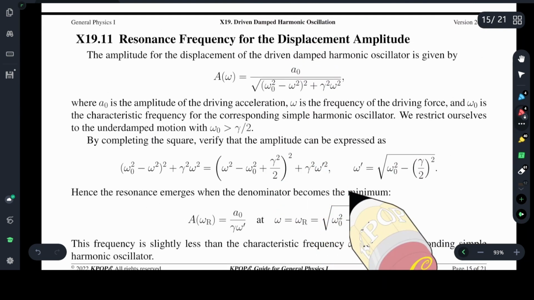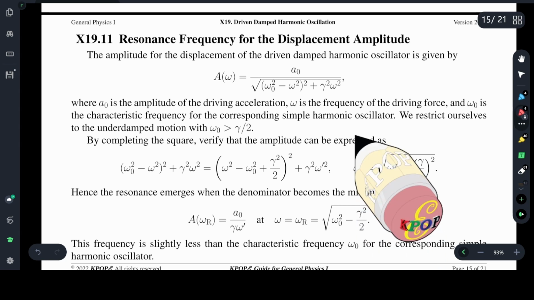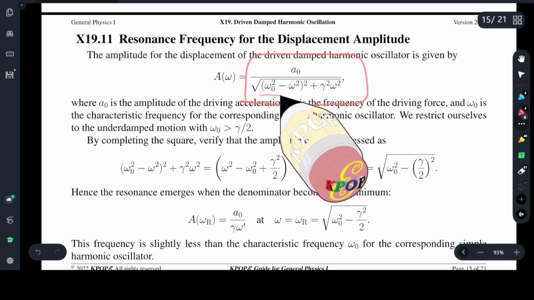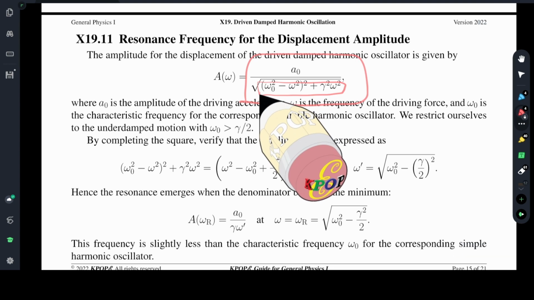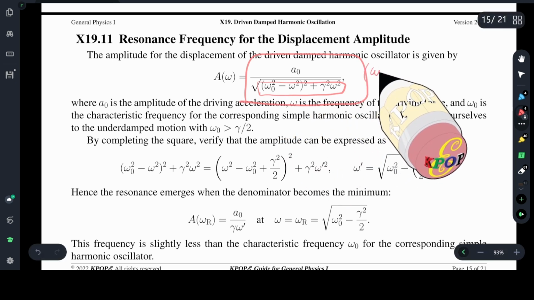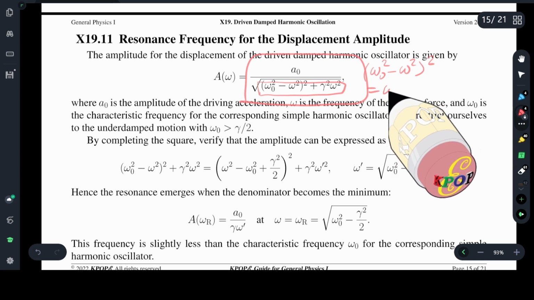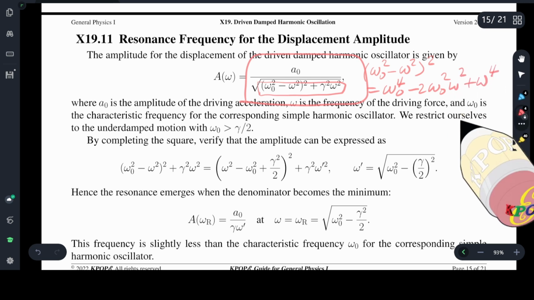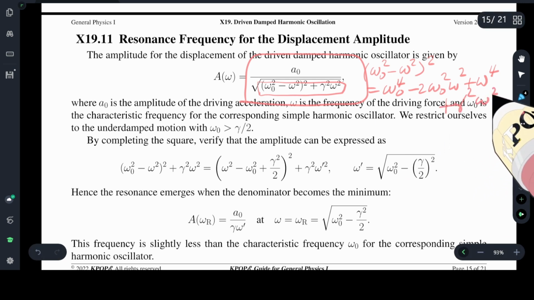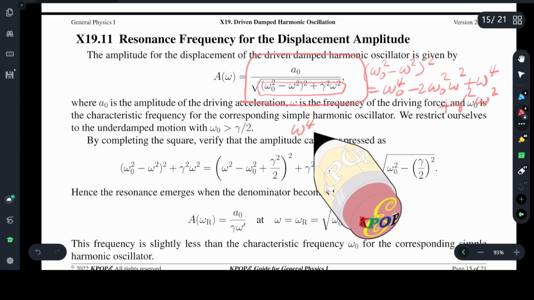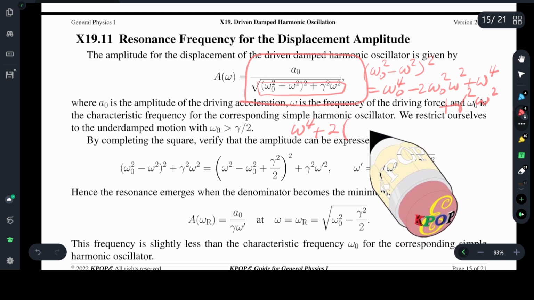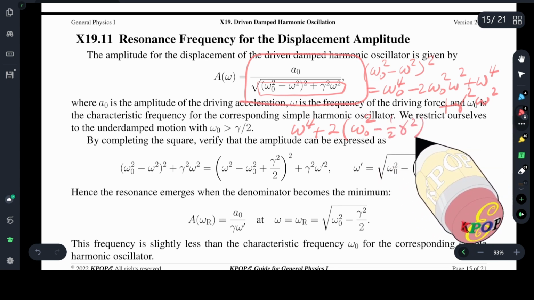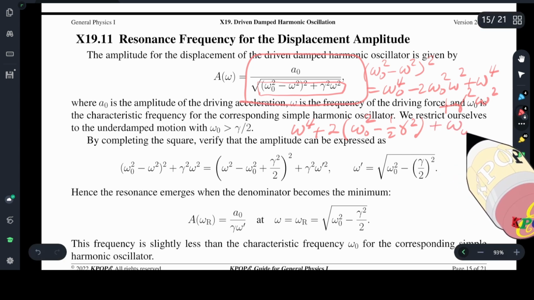So let us simplify the expression to find the place where the resonance appears. The structure is this, and we are interested in the expression inside the square root. We can expand this: omega 0 squared minus omega squared, all squared. That is omega 0 to the fourth power minus 2 omega 0 squared omega squared plus omega to the fourth power. And then we have the additional piece gamma squared omega squared. So we have omega to the fourth power plus 2 times (1/2 gamma squared minus omega 0 squared), right? Plus omega 0 to the fourth power.